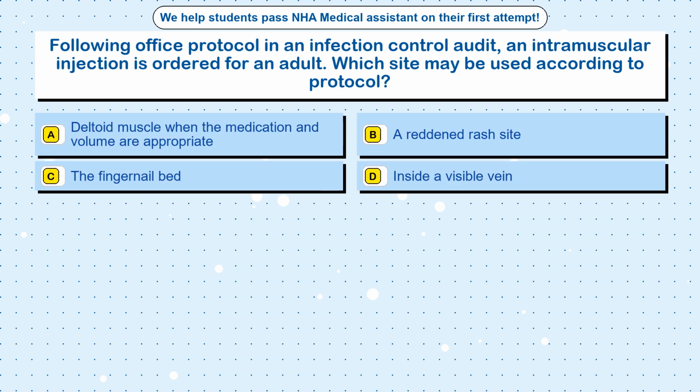Question 41. Following office protocol in an infection control audit, an intramuscular injection is ordered for an adult. Which site may be used according to protocol? Option A, deltoid muscle when the medication and volume are appropriate. Option B, a reddened rash site. Option C, the fingernail bed. Option D, inside a visible vein.